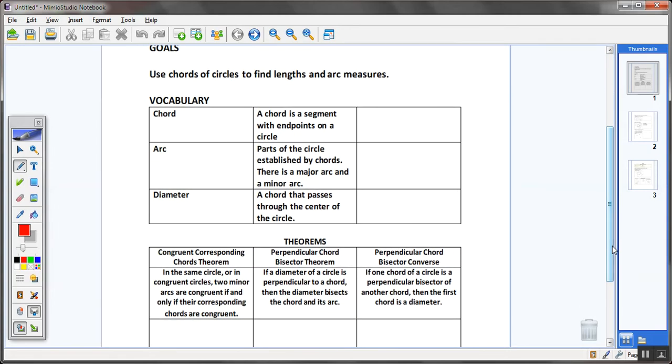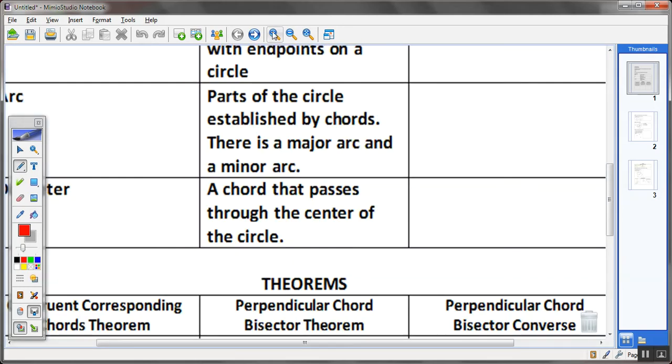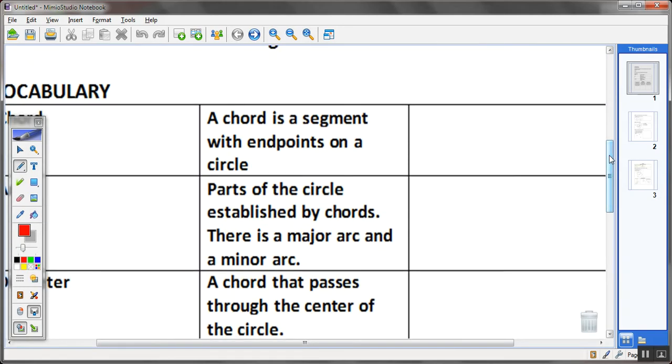But the first vocab word I have up here is chord. Volunteer to read that definition, please. A chord is a segment with endpoints on a circle. So again, if I have a circle, then a chord would be a line segment that goes from one endpoint to another endpoint, and the endpoints are on the circle. Now the way I've drawn that, is that a diameter or not? Why is that not a diameter? It doesn't go through the middle. Okay?